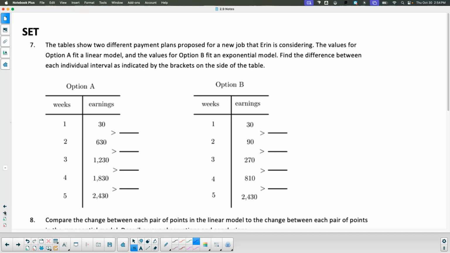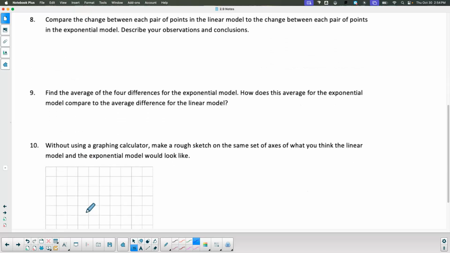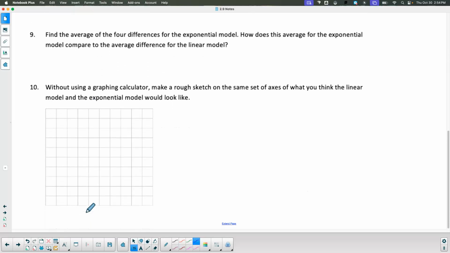So that's 6. Finding out one's a linear model, one's an exponential model. Finding out the common differences, common ratios. Compare the change between each one. Tell me what you observe. Ooh, lots of writing. This, in number 10, can truly be a rough sketch.